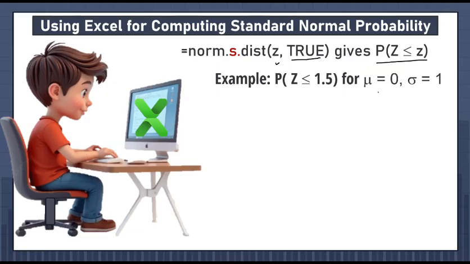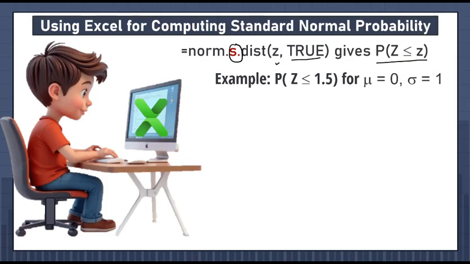So we don't write mu and sigma because of this NORM.S. The only difference is the presence of this S. That's why we have colored it differently to explain the difference. And this true gives you the probability up to that point, that is, the cumulative probability. If you write false, then it will give you just the ordinate value, which is not useful at all in computing the probabilities. Ordinate means the height of the curve at the corresponding value of z.